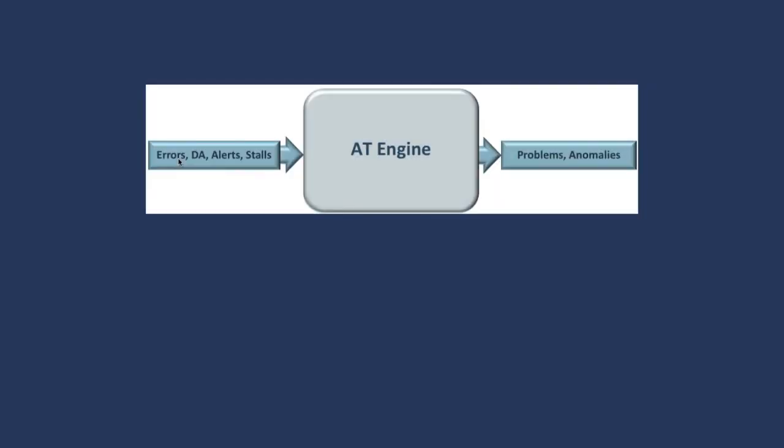Before we go on, let's consider what the assisted triage engine takes into consideration. In particular, assisted triage looks at four types of events: error events, differential analysis, or DA, alerts, and stall events. With DA, errors and stalls, there are built-in metrics beyond simple alerts that are monitored.